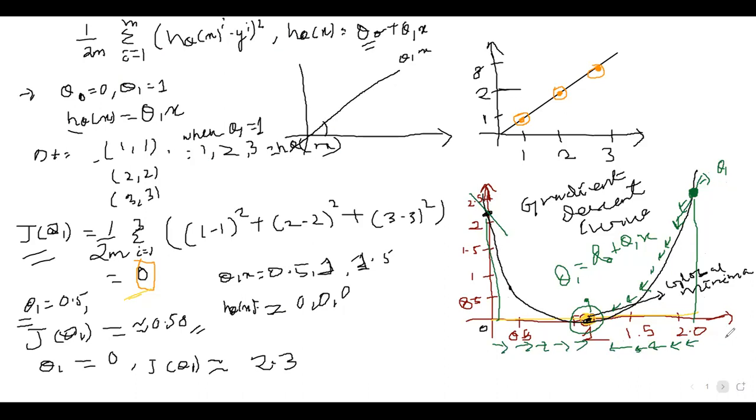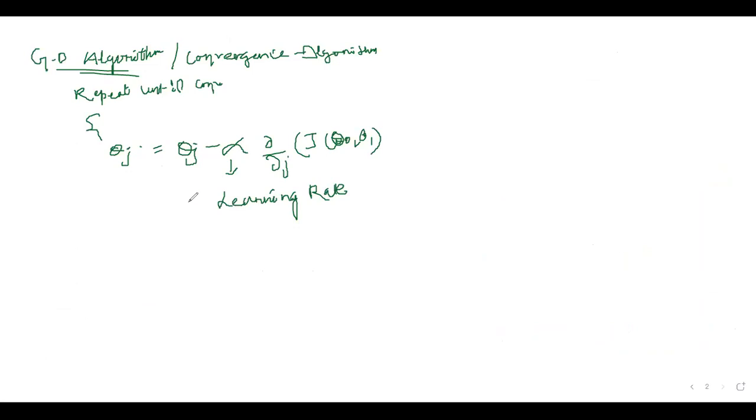Yes or no? So at that point, we have to update our theta 1 value in such a way that for the negative slope, my theta 1 value will be theta 1 minus alpha of negative. That means if a negative gets multiplied, it will be a positive number. The second one is theta 1 plus alpha into a positive number. These are the two conditions I have.